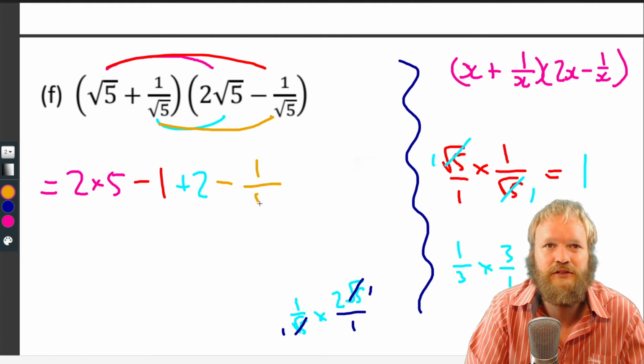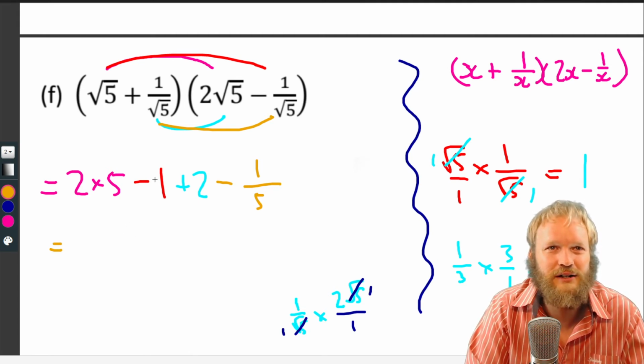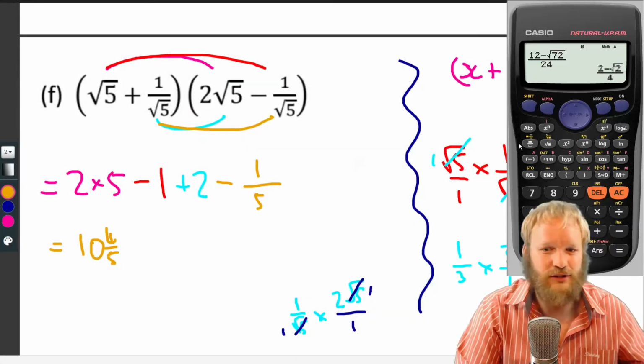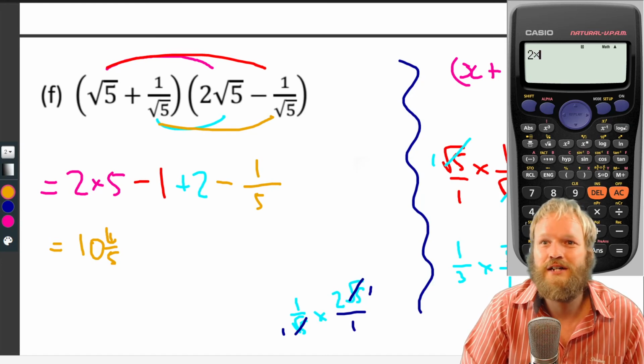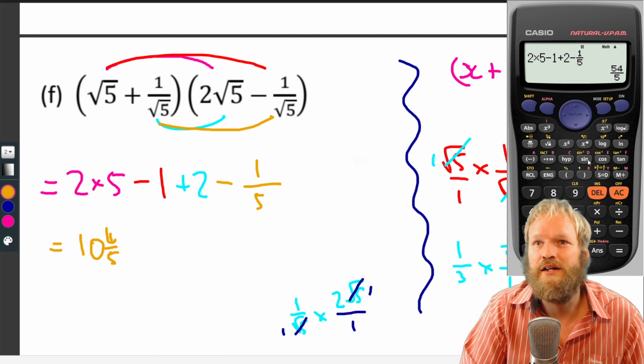And for the last bit, this times this, positive times negative, 1 times 1 is 1, square root 5 times square root 5 is 5, so minus a fifth. You could just put it in our calculator, I guess, but 10 minus 1 is 9, 11, 11 minus a fifth, 10 and 4 fifths. Oh, I seem to do that sometimes. Okay, 2 times 5 minus 1 plus 2 minus 1 over 5 equals 54 over 5, which if we change it to that is 10 and 4 fifths.